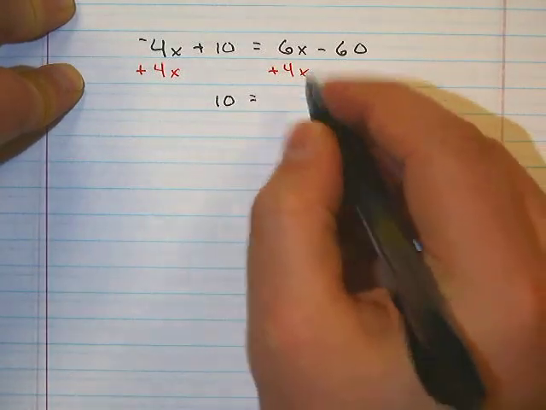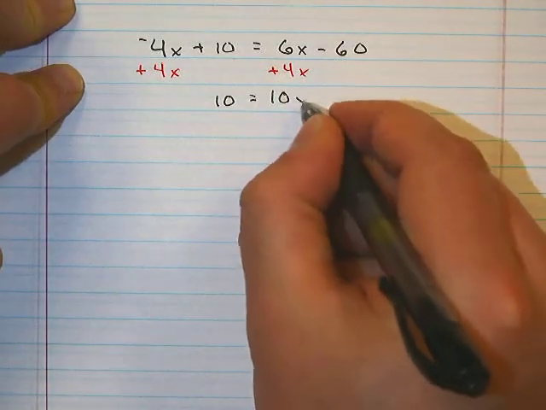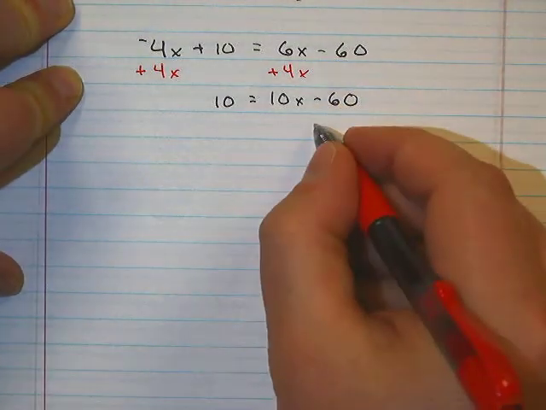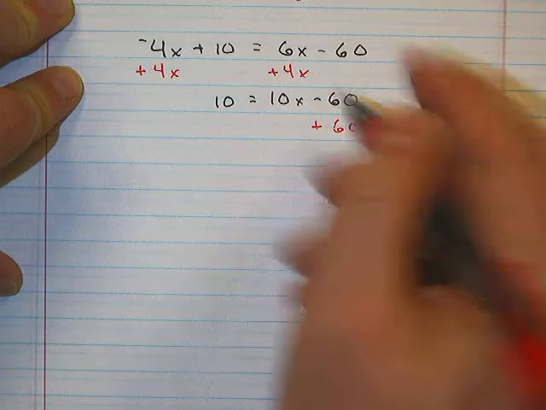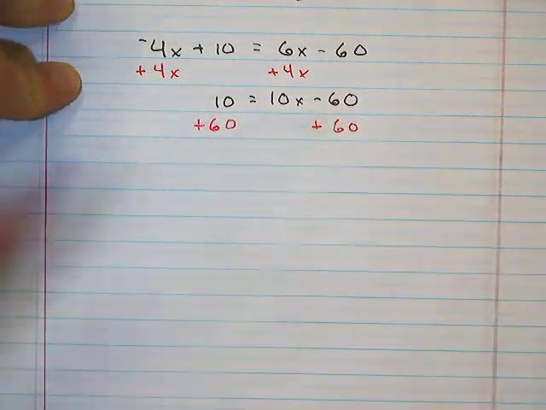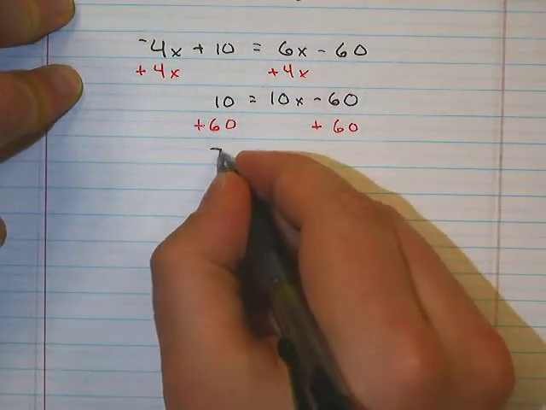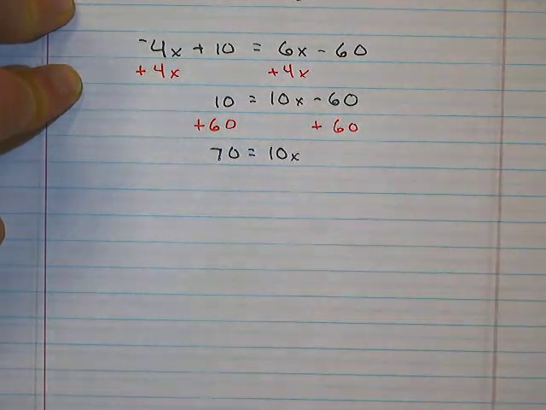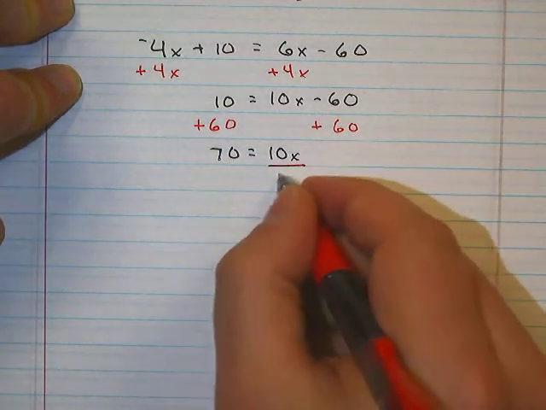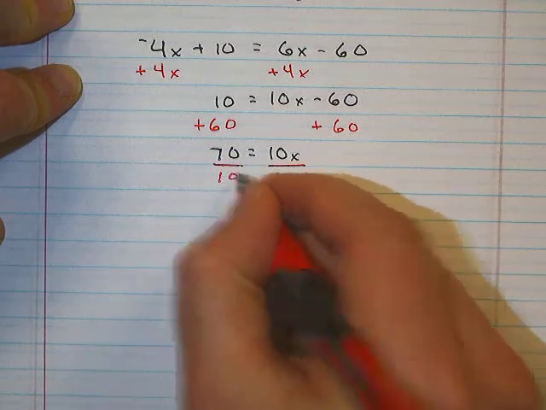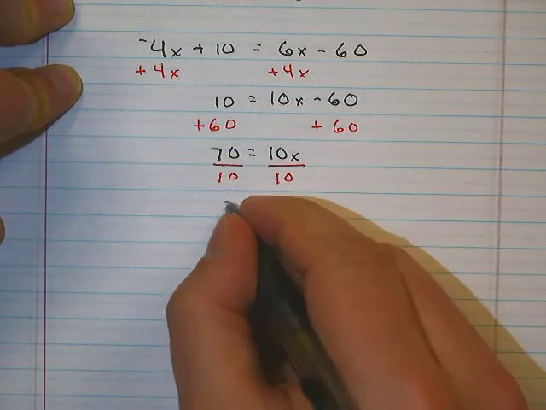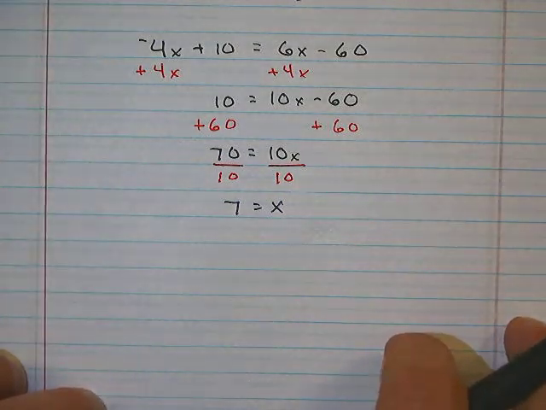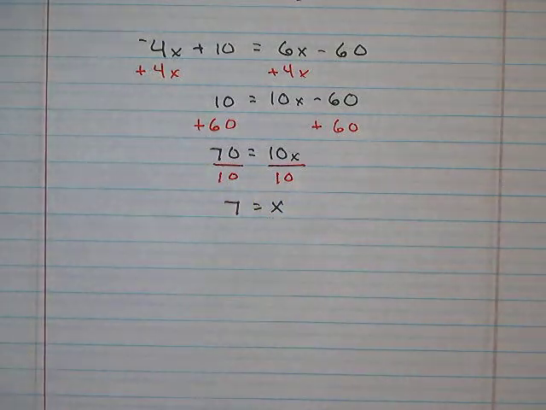So on the left, we're left with a positive 10 is equal to 6x plus 4x is 10x minus 60. We're going to add 60 to both sides to get rid of this constant that's bothering the variable. We're left with 70 is equal to 10x. We need to remove the coefficient by dividing both sides by 10. So 7 equals x, and because they're equal, you can also say x equals 7.